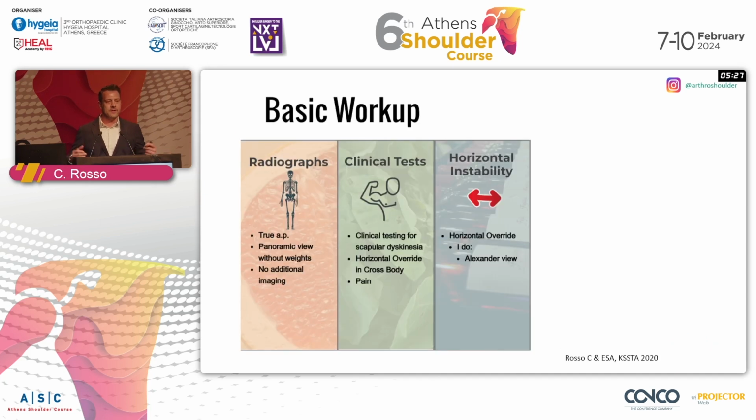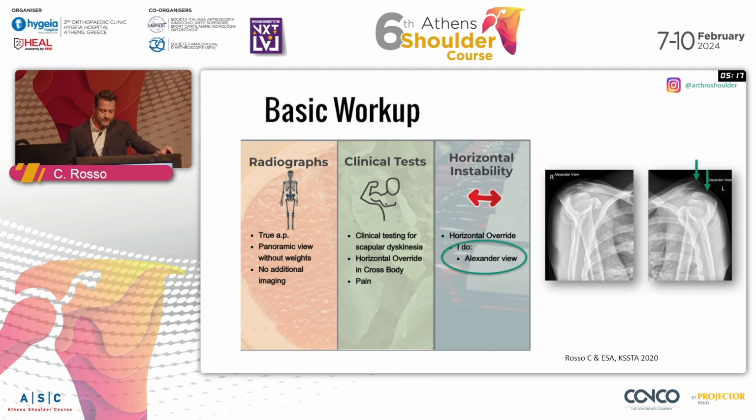Okay, so how do we now work up all this complex thing? First of all, we have to do radiographs, then we do clinical testing, and then we test also for horizontal instability. And here you can see the Alexander view. You can see here in the Alexander view that there is a horizontal override of the lateral clavicle over the acromion.